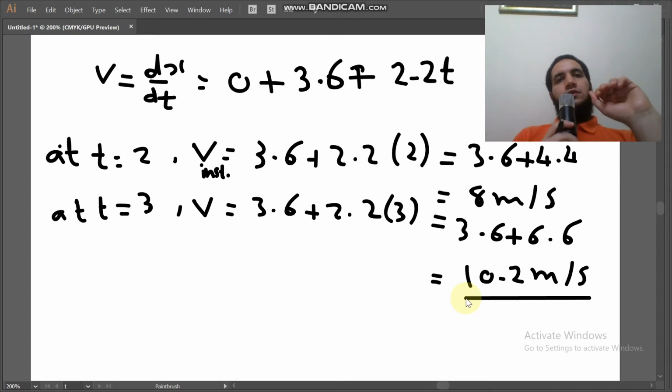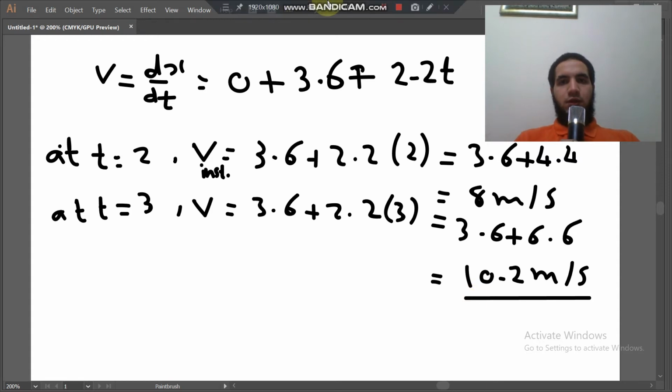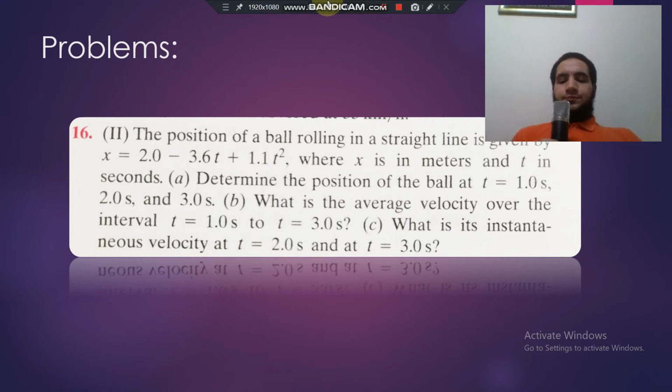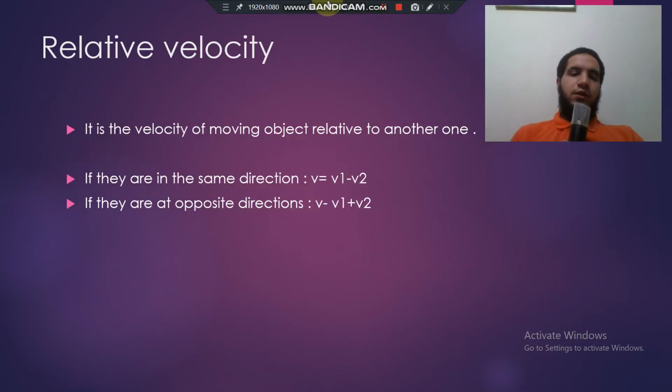This is the answer of the third question, and actually I was concerned about the last question because instantaneous velocity will be with us along the trip. So how much time do we have? Okay, let's move forward and talk about the relative velocity, and this is a very easy concept.